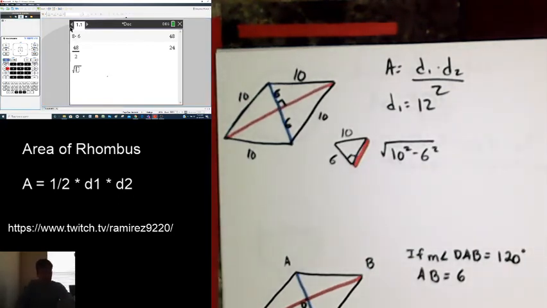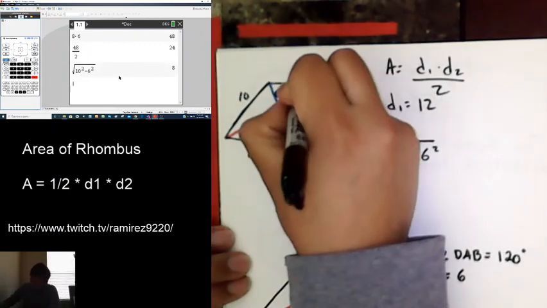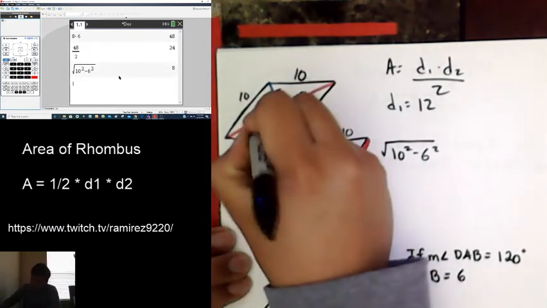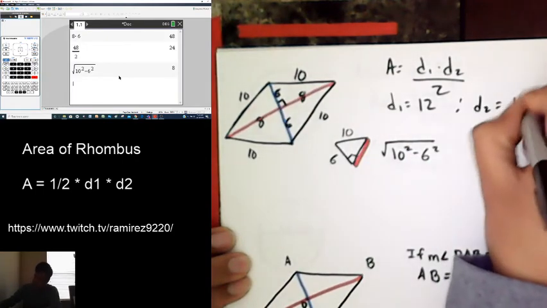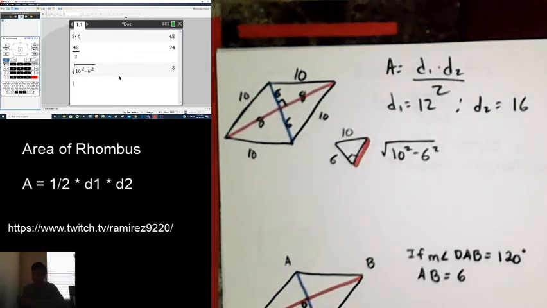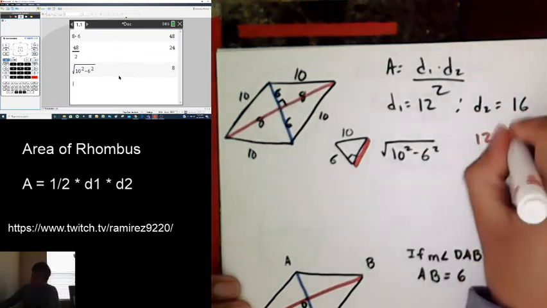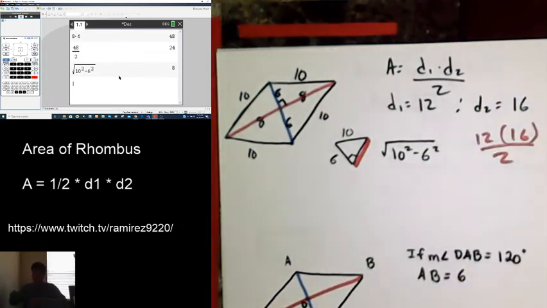But let's be safe here. 10 squared minus 6 squared, and it's 8, yes. So now I know this is 8. And if that's 8, that's 8. So my other diagonal is 8 plus 8, which is 16. Again, I have enough info now. It's just 12 times 16 divided by 2 to find my total area.